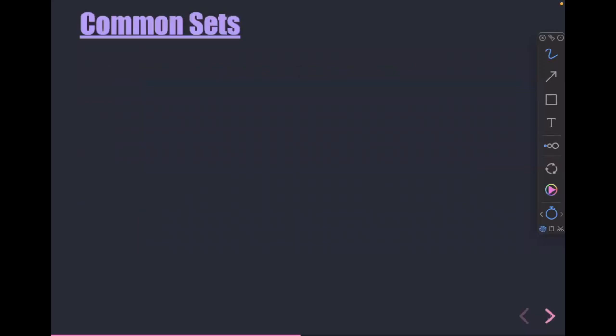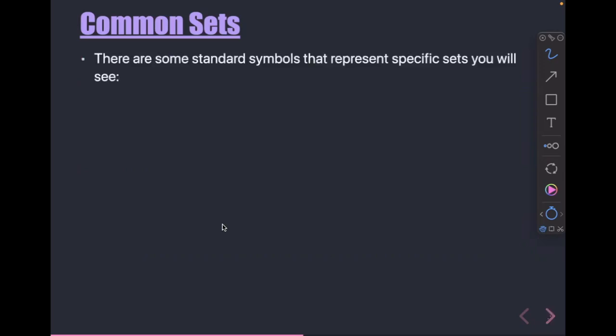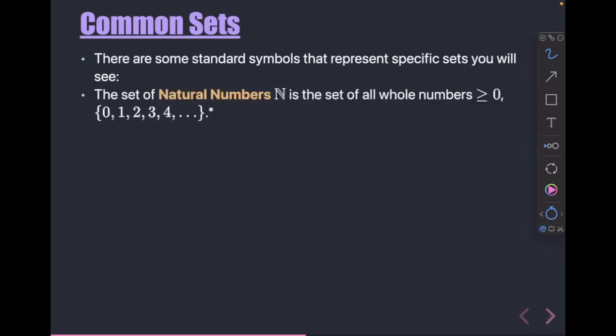There are lots of different sets in this universe, but there are a few that we're going to be talking about a lot in this course, and there's some that you've already probably heard of. So some symbols that will represent these sets I'll introduce to you as well. So the set of natural numbers will be denoted by this N symbol here, and so that's something to get familiar with. And it's just the set of all whole numbers greater than or equal to 0. So this is just basically 0, 1, 2, 3, 4, all the way to infinity.